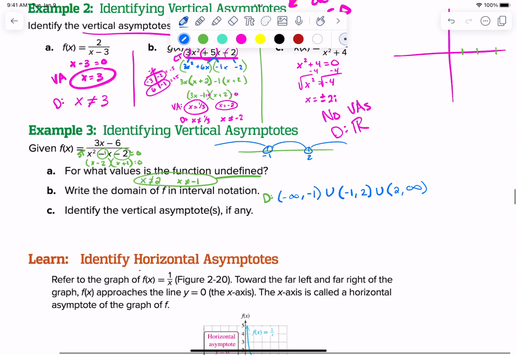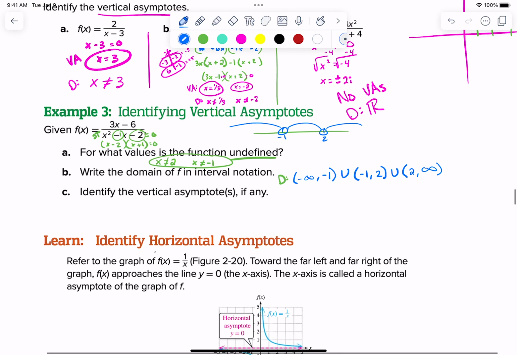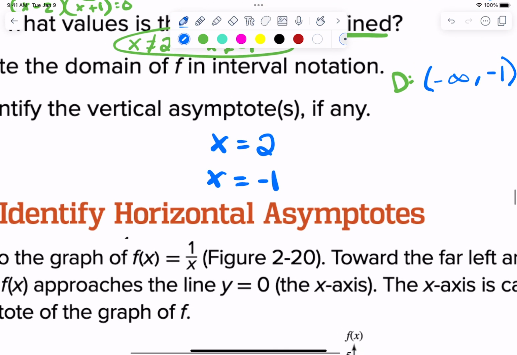Okay, identify the vertical asymptotes. Where do those occur? At x equals 2 and at x equals -1. Now, I'm going to give you a little heads up. Are you ready for this? Only one of those is a vertical asymptote, the other one is not.